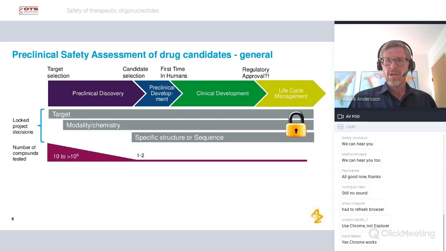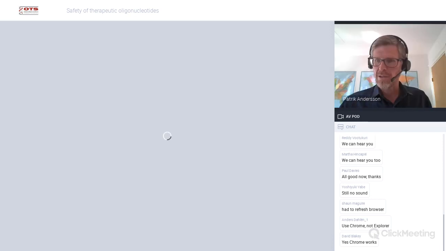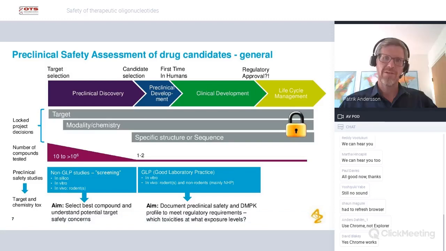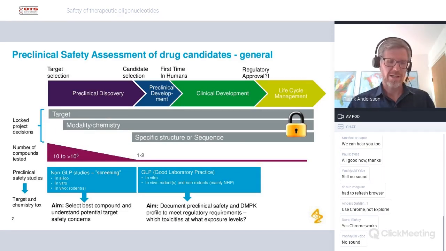So what happens then at these different phases from a safety perspective? In this discovery phase here, you normally run non-GLP studies. GLP stands for good laboratory practice, which is a way to really have good tracking of your data. But these are more exploratory or screening type of studies early on in the discovery phase. And then you do that in silico, in vitro, and in vivo, mainly in rodents.